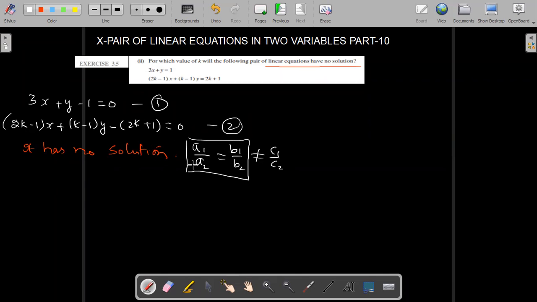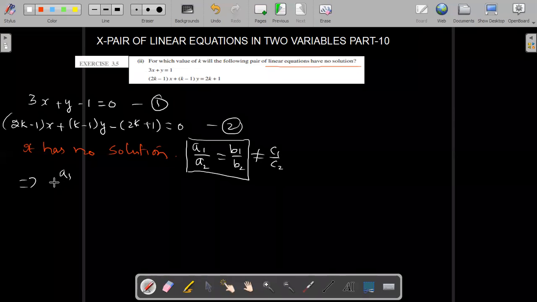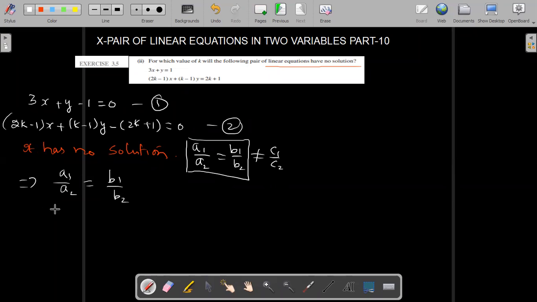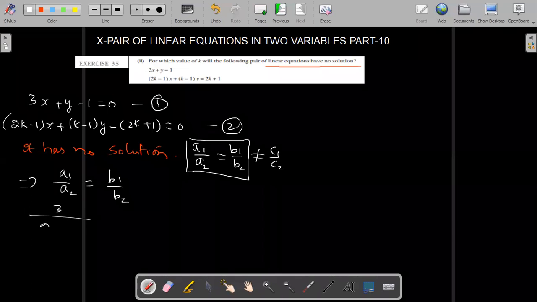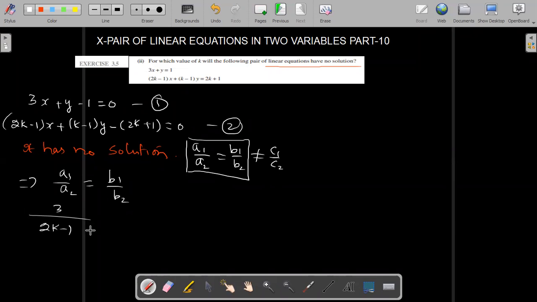No need of that part. So we can have this part only. A1 upon A2 will be equated to B1 upon B2 to get the value of k. So A1 is 3 upon 2k minus 1 and B1 is 1 by k minus 1, and cross multiply. So 3k minus 3 will be equal to 2k minus 1.